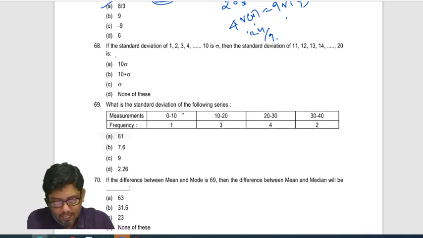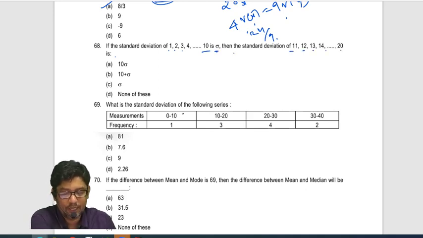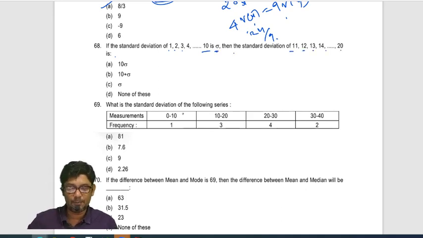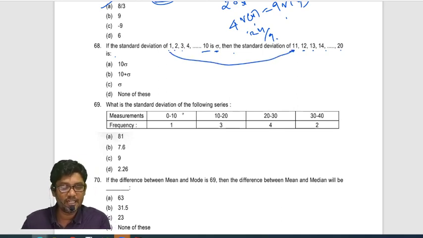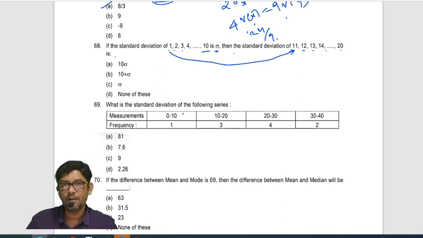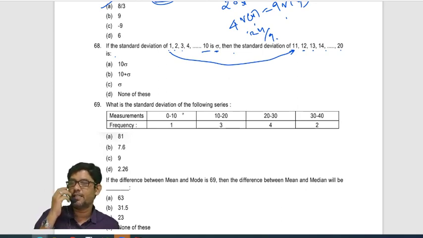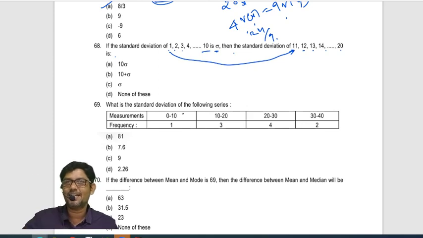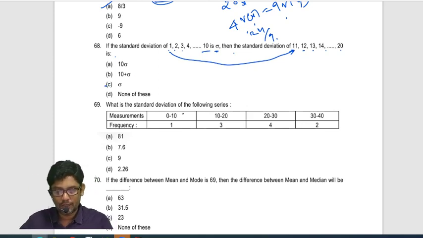Look at this. The standard deviation of 1, 2, 3, 4 up to 10 is sigma. Then the standard deviation of 11, 12, 13, 14 up to 20 is what? The question. That means what? Each observation is increased by 1. So it is shift of origin. Standard deviation doesn't get affected by shift of origin. So it remains the same.